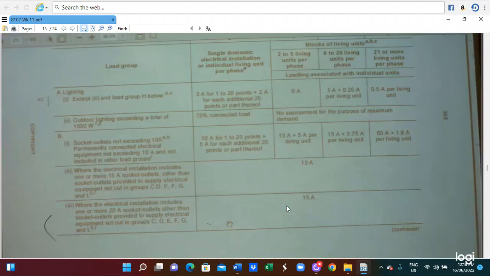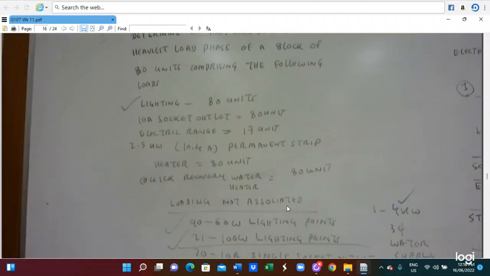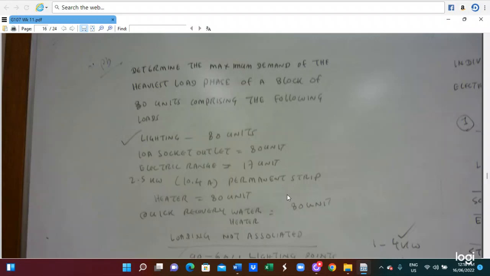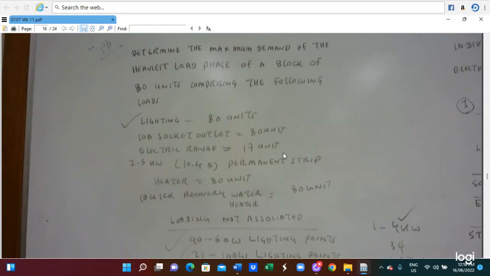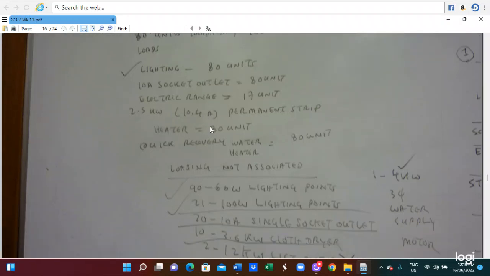So this is the table we apply. Another thing is to determine the maximum demand of the heavier load phase, or the block of the 80 units, comprising the following loads. Lighting unit 80 units, 10 ampere socket outlets are 80 units. Electric range includes 70 units, and also the 2.5 kilowatt 10.4 ampere permanent straight heater is included in the 80 units. Quick recovery heater included in the 80 units.